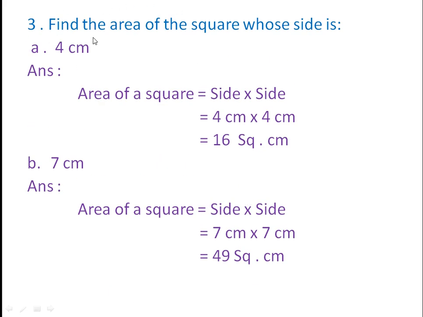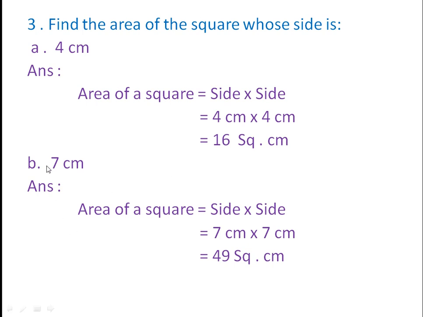Next, third one: find the area of the square whose side is... See here, directly the question. What is the area of the square formula here? The area of the square formula is the side multiplied with side. See here, A: 4 centimeters. Write down the statements. Area of the square is equal to side multiplied with side, write down the side value 4 centimeters, and multiply both values. 4 4s are 16 square centimeters is the answer for the area of the square.